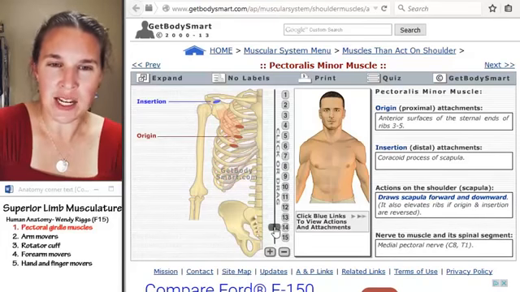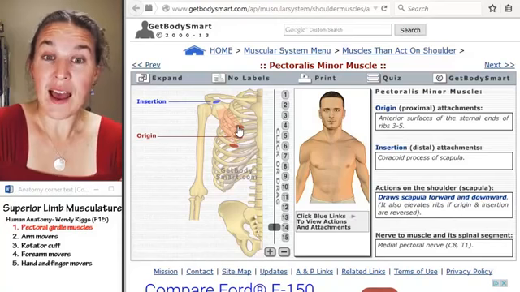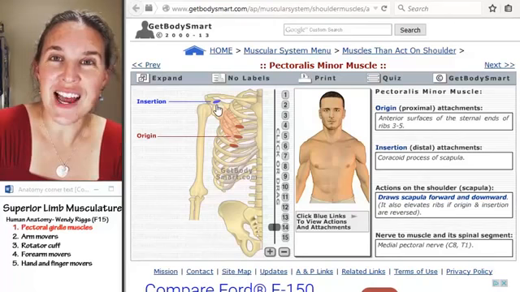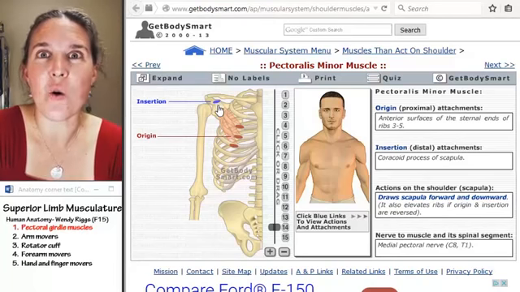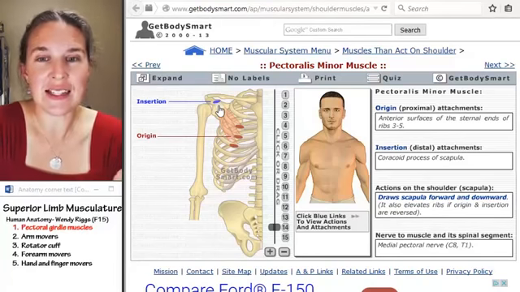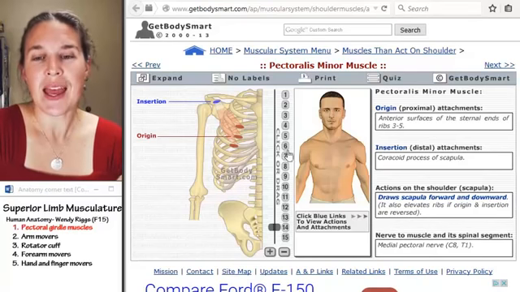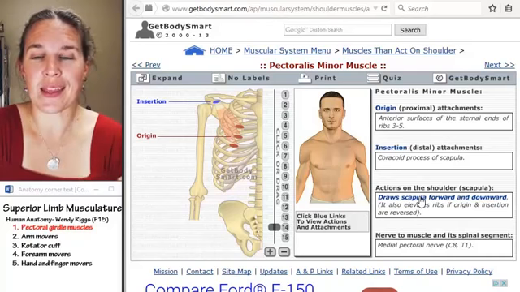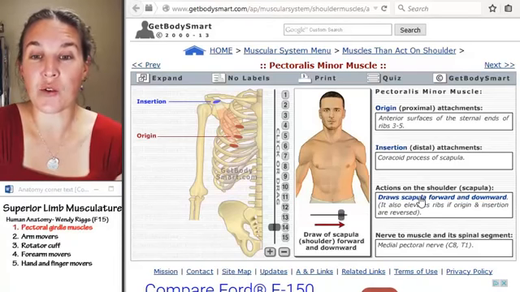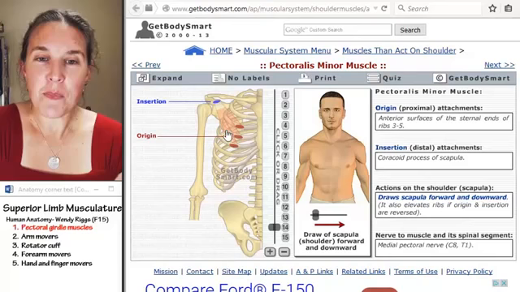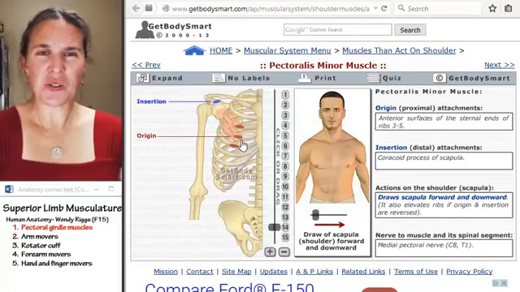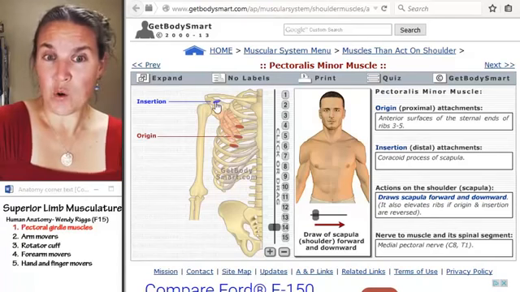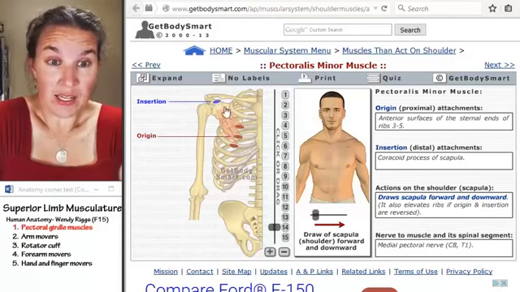Where are my attachments? I have an attachment to ribs. I also have an attachment to the scapula at the coracoid process. This is all super straightforward to you. The other cool thing about this site is that there's an animation that will show you the action. If pec minor contracts, once you know where it is, and then you're like, cool, ribs, coracoid process, look, it's right there. I can totally see it.